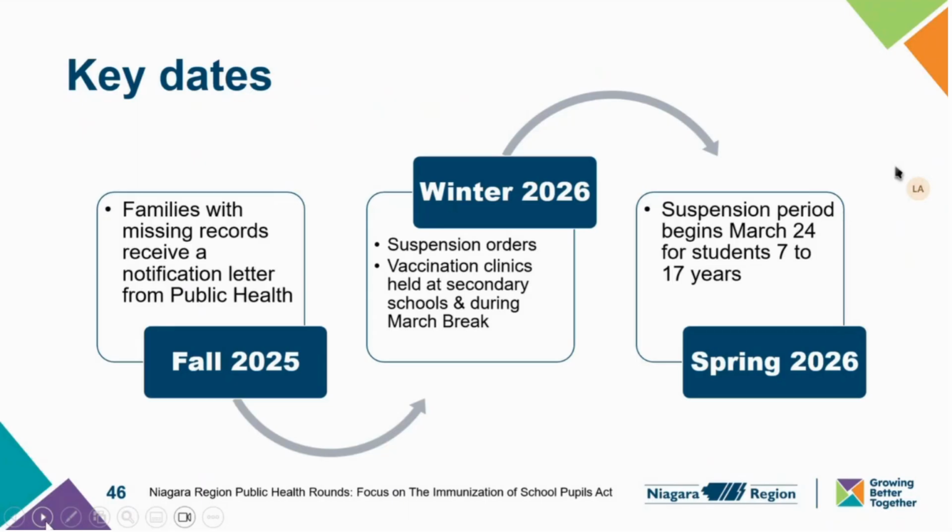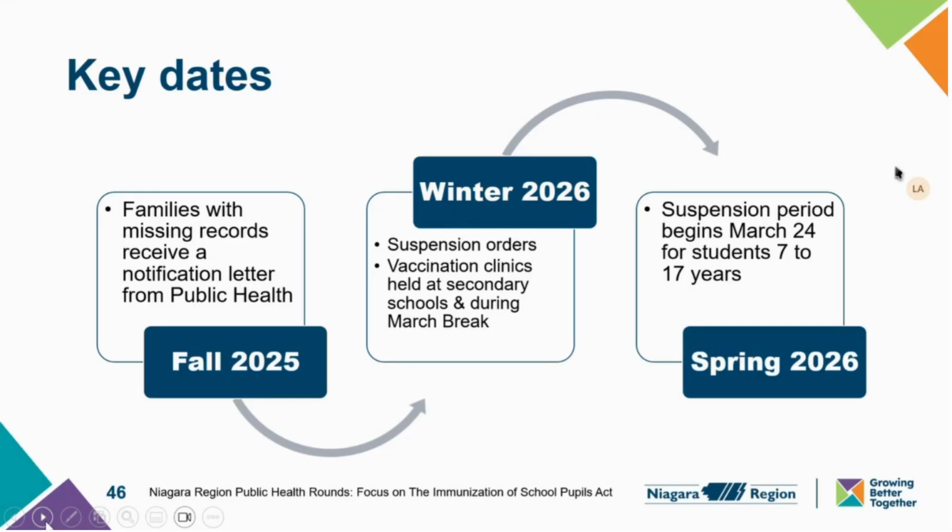So during the end of January and into the first part of March 2026, public health will host in-school vaccination clinics at participating secondary schools. Secondary students who receive an immunization record reminder notice from public health can attend the clinic at their school. We're requesting that all missing information be submitted to public health by March the 9th. This will allow for processing time to update the records on file.